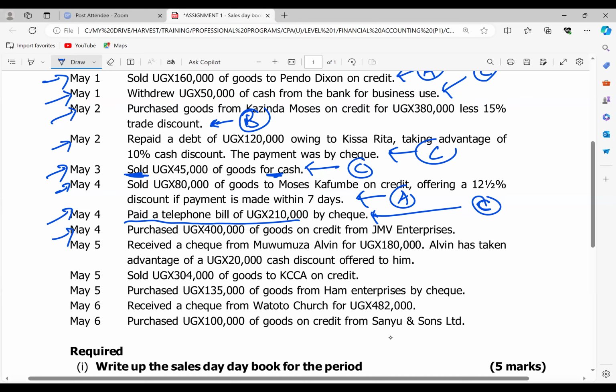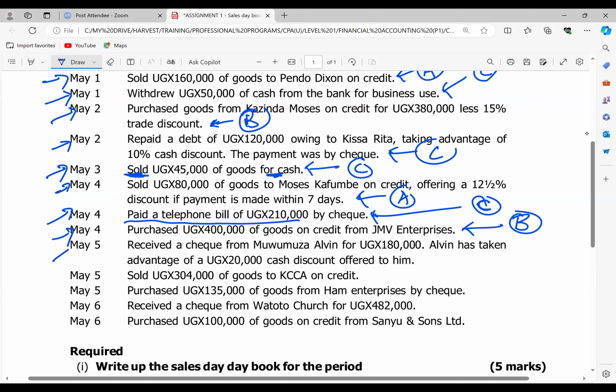4th of May, purchased 400,000 of goods on credit from JMV. This one is for Esther Kutesa. 4th of May, purchased 400,000 of goods on credit, JMV. I think it goes under the purchase day book. Purchases day book. Okay, thank you so much. That is answer B.